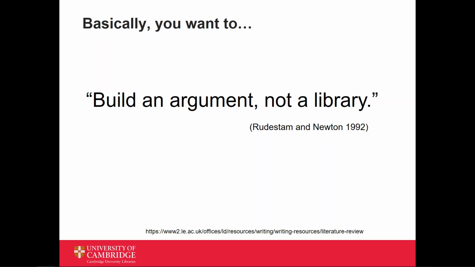You're building an argument, not a library. This argument is based on the evidence that you gather and present for your literature review. By being aware of and presenting what's been done before, you can better justify and defend the decisions you've made throughout your research. Otherwise, you're just listing what you've read, and that's not a literature review.